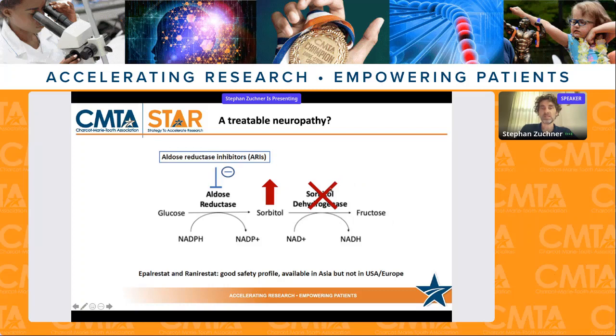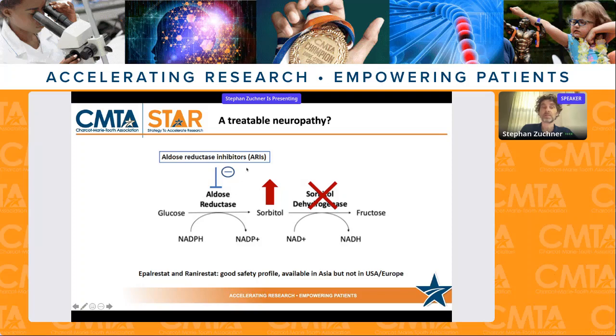In these patients, the sorbitol dehydrogenase gene, the SORD gene, does not work. So what happens if this doesn't work? The sorbitol goes up because that enzyme doesn't work. So it keeps making sorbitol. Sorbitol levels go up in the blood. And I'll show you, they go up a lot. And that is with great certainty the reason why people get the neuropathy. They have too much sorbitol in their blood.